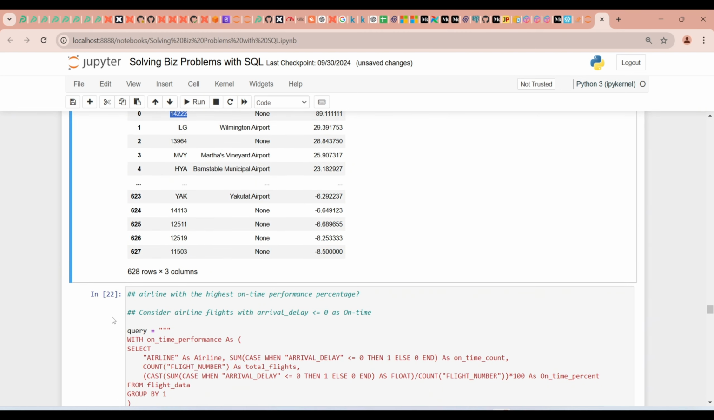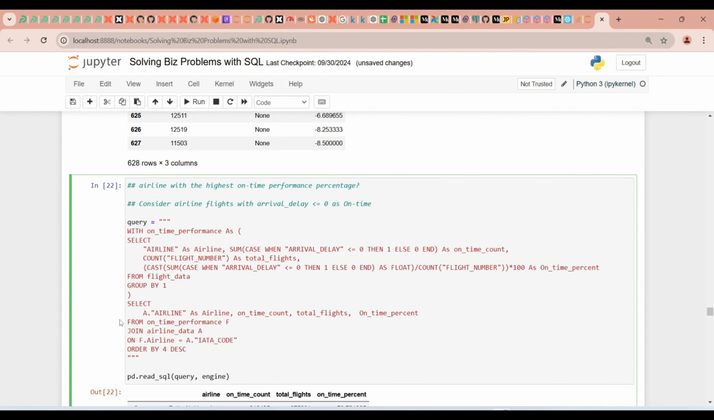Now let's go to the second question, which says airline with the highest on-time performance percentage. We have to consider airline flights with arrival delay less than or equal to zero as on time. When I say it's on time, it means we either arrived at the time we're supposed to arrive, or we arrived before. So if I have a date and I'm supposed to be at the venue by 7 o'clock, I have to be there on or before 7. By the time it's 7:01, I'm no longer on time, right?